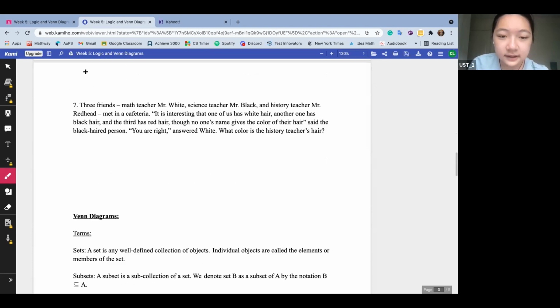Okay. Now the last question is going to be a bit hard for the logic section. Three friends, math teacher Mr. White, science teacher Mr. Black, and history teacher Mr. Redhead meet in a cafeteria. "It is interesting that one of us has white hair, another one has black hair, and the third has red hair, though no one's name gives the color of their hair," said the black-haired person. "You're right," answered Mr. White. What color is the history teacher's hair?